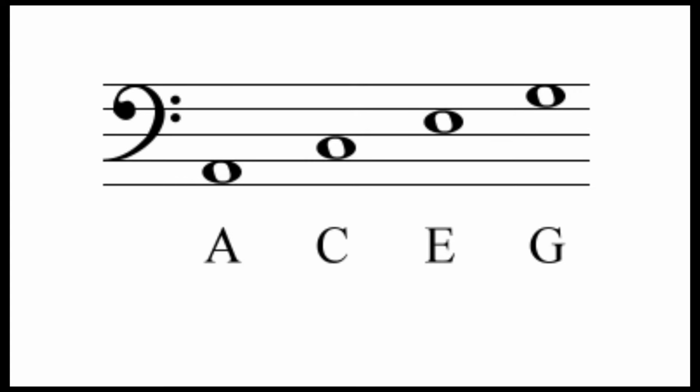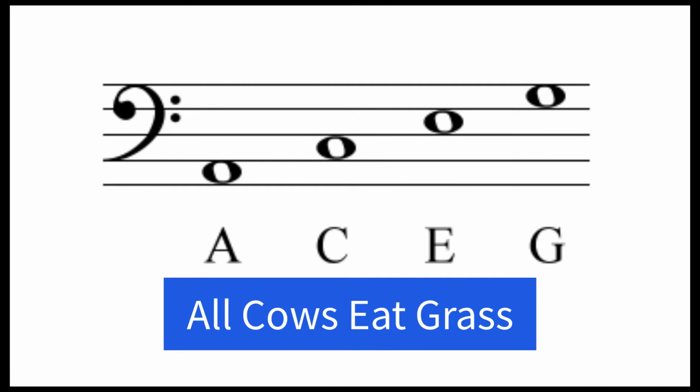Bass clef space notes. How are the spaces of the bass clef named? The 4 spaces of the bass clef from bottom to top represent the notes A, C, E, G. To make A, C, E, G easier to remember, certain phrases are used. They include the popular "all cows eat grass."